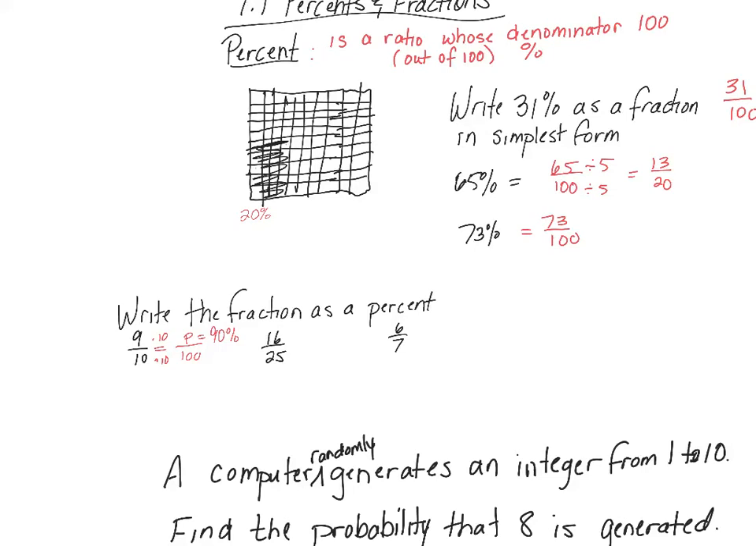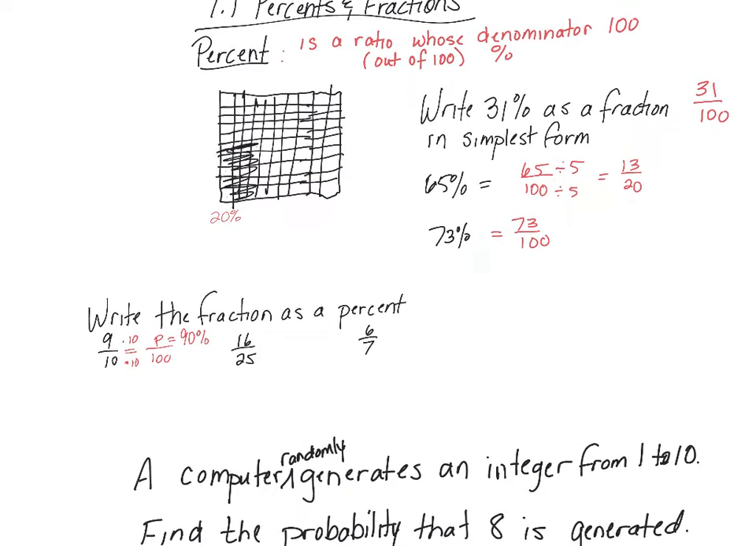So remember, percent is a ratio whose denominator is 100. When you're writing percents as fractions in simplest form, just put them over 100 and reduce.